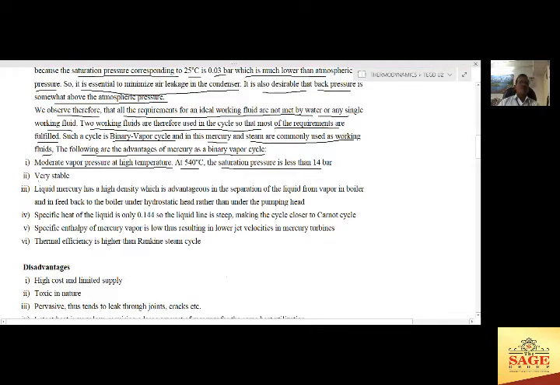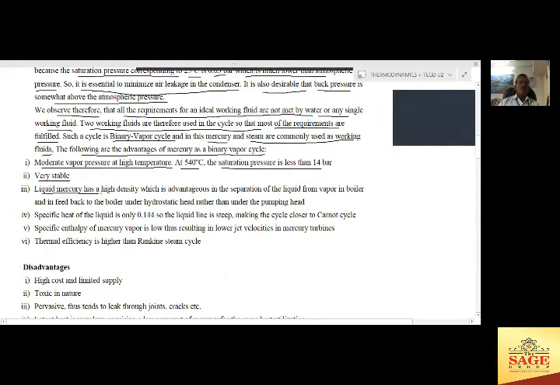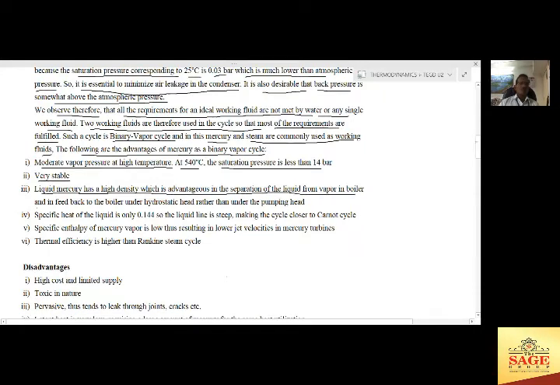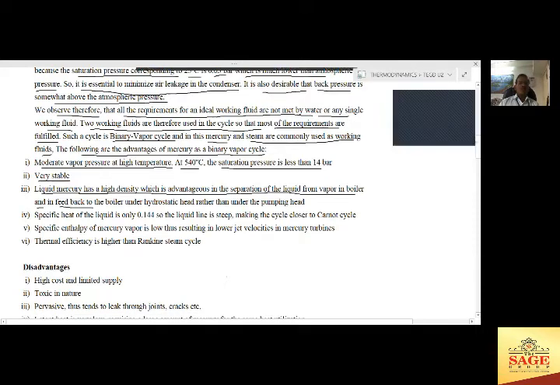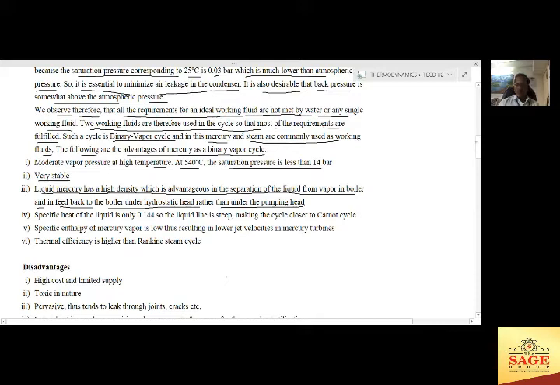Second, mercury is a very stable material. Liquid mercury has a high density. It is a heavy metal. So it is advantageous in the separation of the liquid from the vapor in the boiler, and in feeding back to the boiler under hydrostatic head rather than under pumping head. Another advantage is in feeding to the boiler. It can be done under hydrostatic pressure only. No additional pump is required.